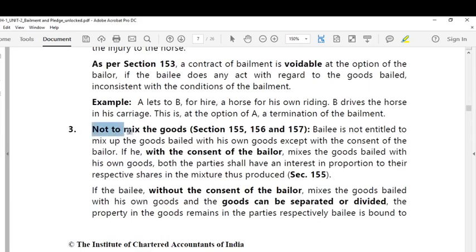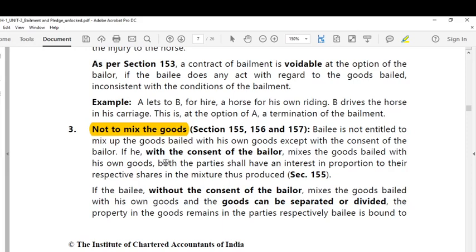And the third duty of the bailee is not to mix the goods. Whenever the bailee receives some goods under the contract of bailment, the goods should be kept separately. He should not include the goods under the bailment with his own goods.